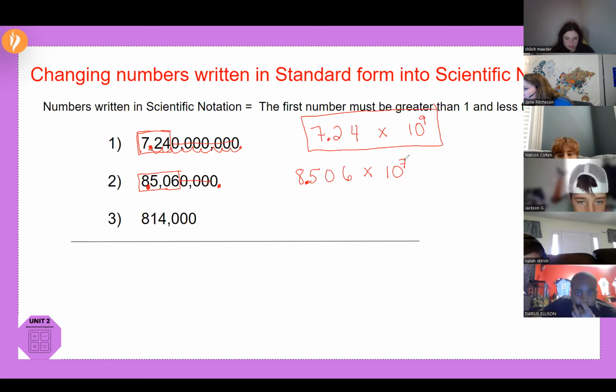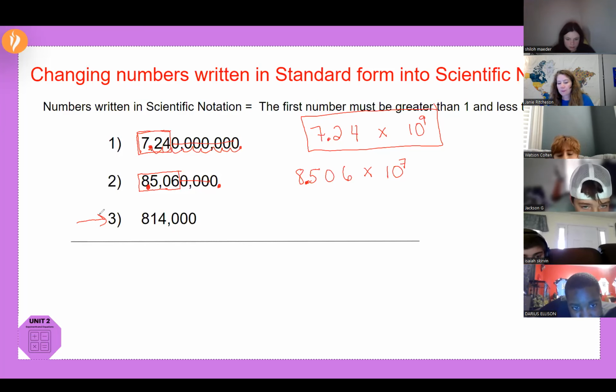Do you understand? All right, everyone send me number 3 in scientific notation, which means you have to put times 10 to a power. Ready, set, go.